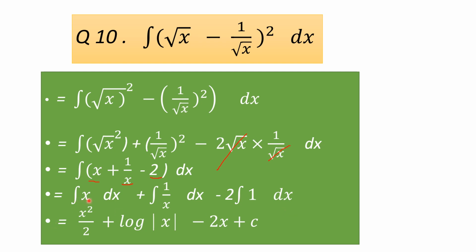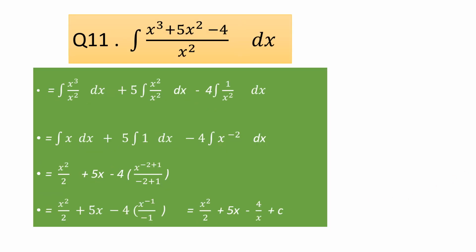dx. Now what is the integration of x? This is actually x power 1. So you will do x power 1 plus 1 upon 1 plus 1, which will give you x power 2 upon 2, plus integration of 1 upon x is log of modulus x. I have mentioned it in the formula slide. You can check it there. Log of modulus x minus integration of 1 is x. So you will get minus 2x. This 2 will get copied as it is, plus c. So the final answer to the given question is x square upon 2 plus log of modulus x minus 2x plus c.